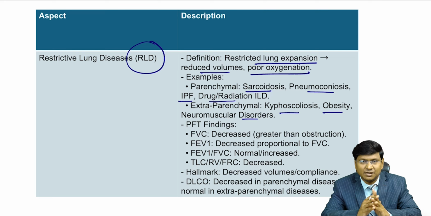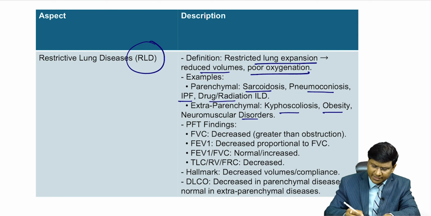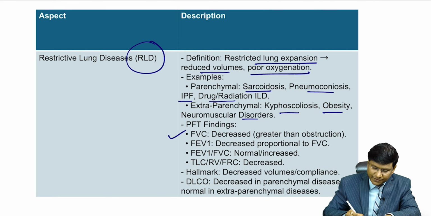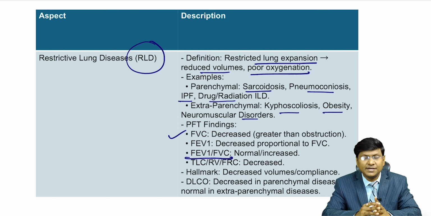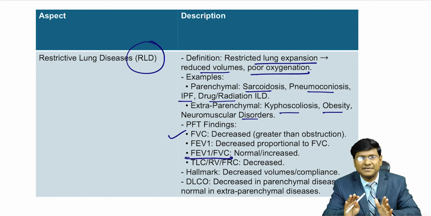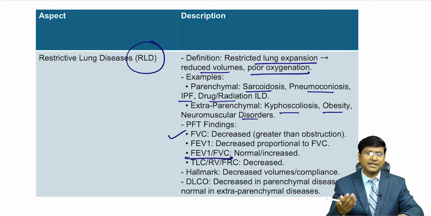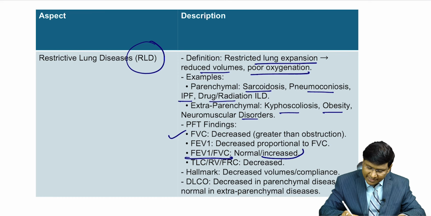Then what will happen to the parameters in the pulmonary function? FEV1 and FVC are both decreased, but here it is the FVC which is more decreased compared to FEV1. That is the reason why the ratio, FEV1 by FVC, is normal or increased. Why is it normal? In early stages, when both parameters are decreased to the same level, the FEV1 by FVC will remain normal. But as the severity progresses, the FVC will be more reduced than FEV1, so the FEV1 by FVC is overall increased.